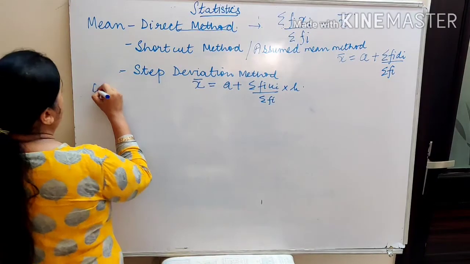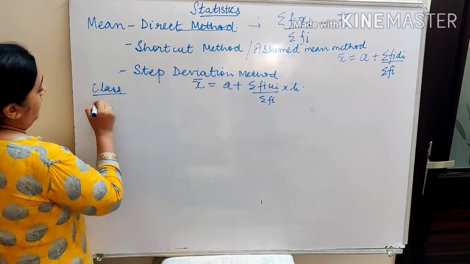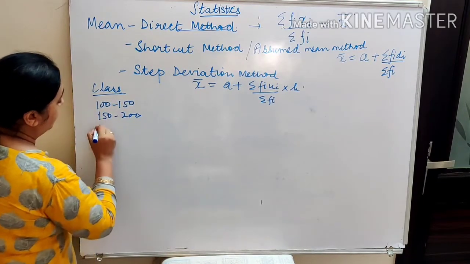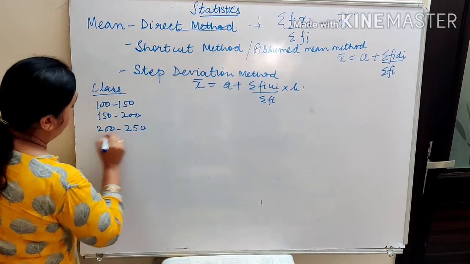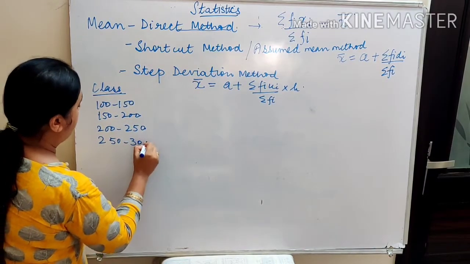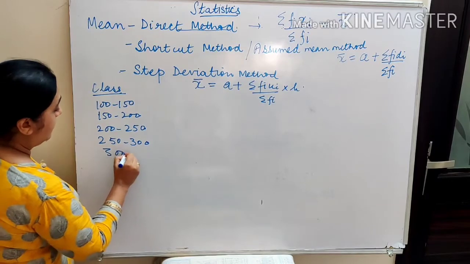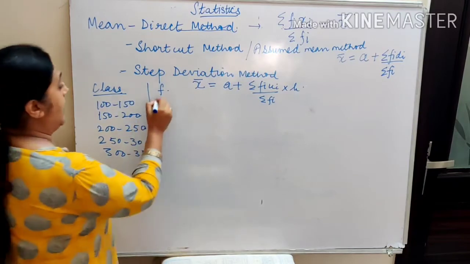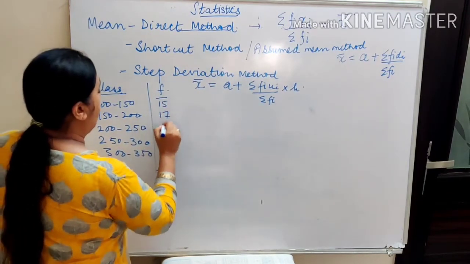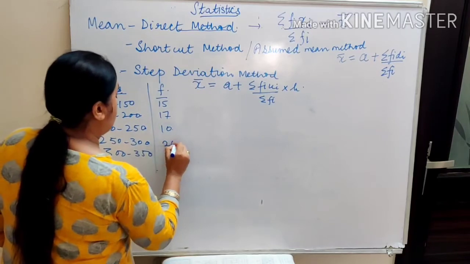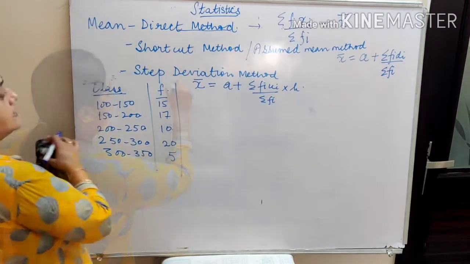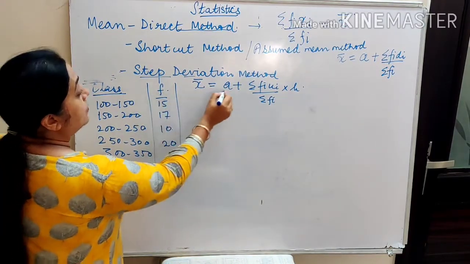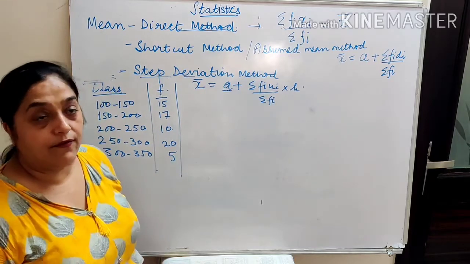Suppose I have the class intervals 100 to 150, 150 to 200, 200 to 250, 250 to 300, and 300 to 350. Let us say the frequencies given to you are 15, 17, 10, 20, and let us take 5. Taking the step deviation method only, what will you do in the first step? You will find the assumed mean.